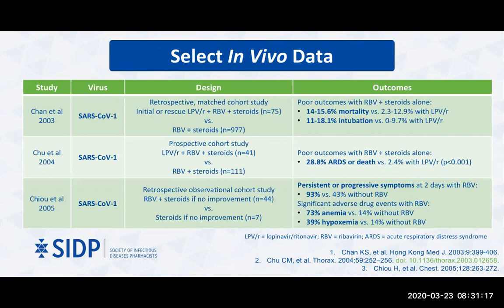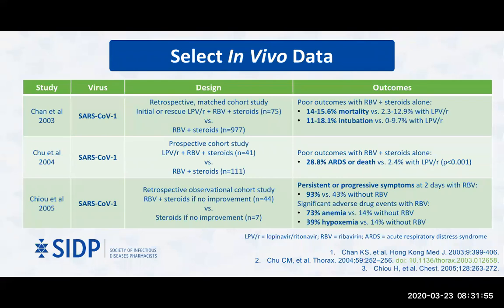Now, these studies are both broken down in further detail in other videos, but for the sake of this video, we're focusing on what we can glean from this in vivo data as it relates to ribavirin. And unfortunately, what we notice is, particularly if you looked at the clinical outcomes reported in the arms of ribavirin and steroids alone, each of these studies posted relatively poor clinical outcomes with 14 to 15% mortality, 11 to 18% of patients requiring intubation, and in the second study, about 29% of patients experiencing acute respiratory distress syndrome or death.